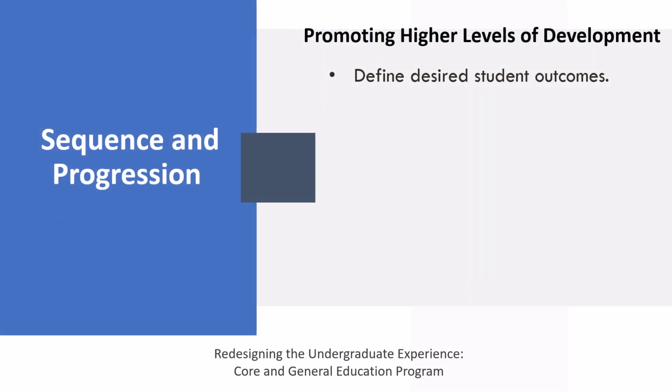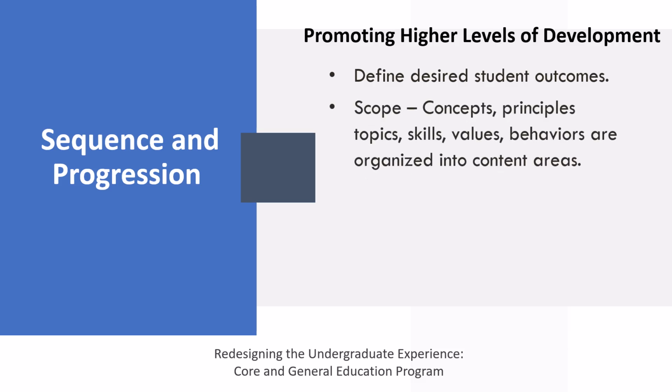Once designers identify and define student outcomes in the three learning domains, they then use their subject matter expertise to determine the range of concepts, principles, topics, skills, values, and behaviors students need to learn and or develop to achieve the desired student outcomes. This is the scope of the curriculum, which is often organized into content areas. Learning objectives are developed for each content area. These learning objectives are often referred to as content standards.